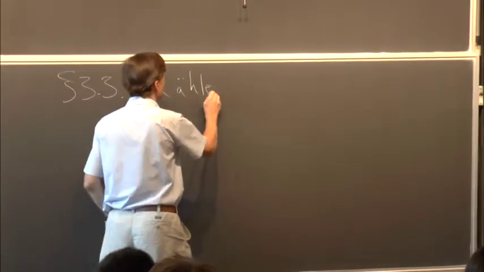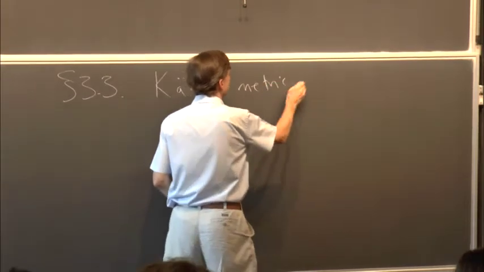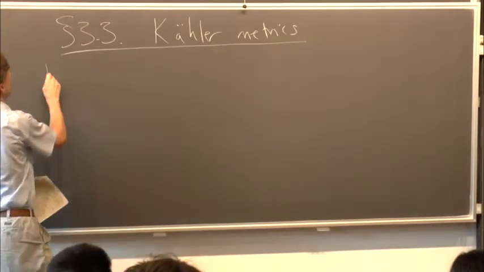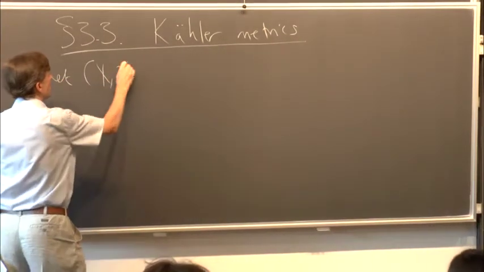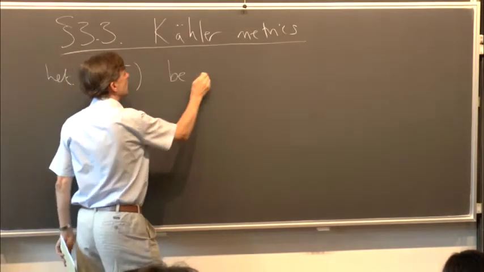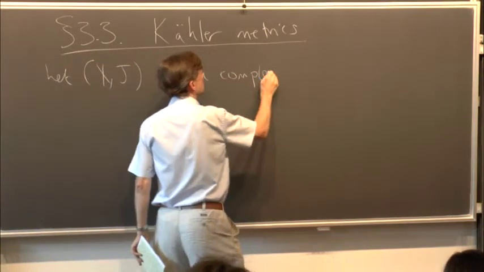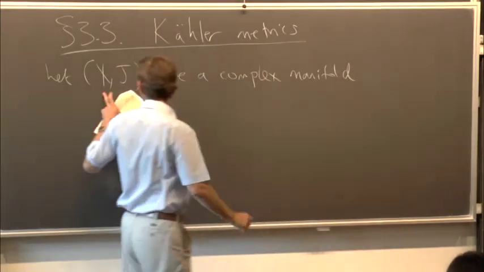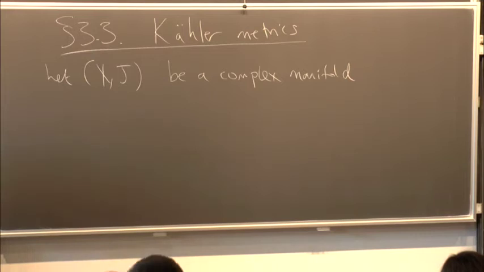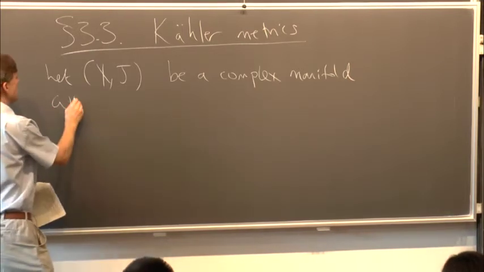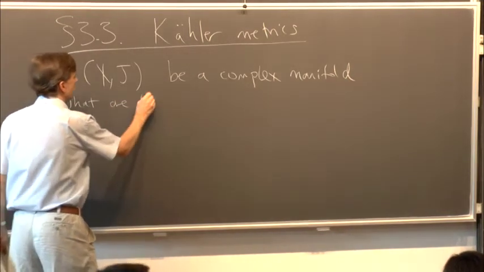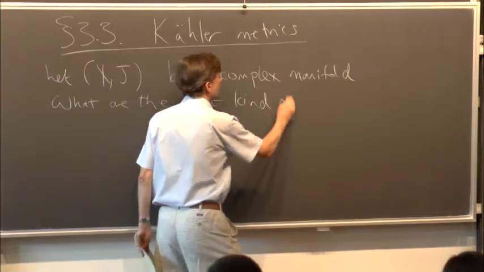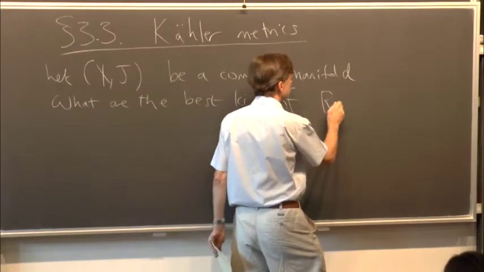So we'll have a section 3.3 on Kähler metrics. If we let X with complex structure J be a complex manifold, then X is a real manifold, and we can put Riemannian metrics on it. We can ask what are the best kind of Riemannian metrics on X.